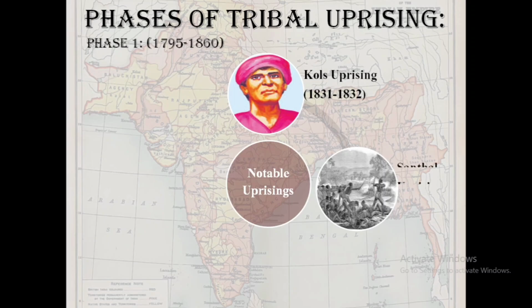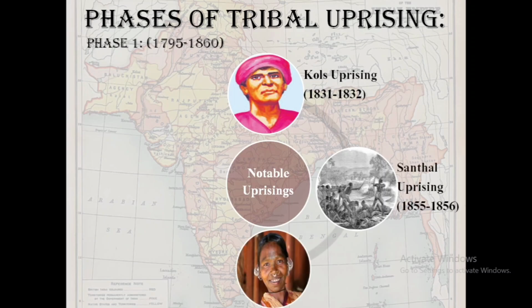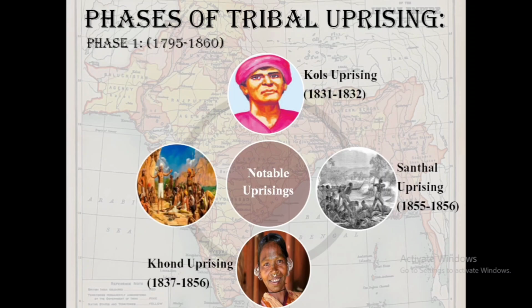Next is the Santhal Rebellion, commanded by Sidhu and Kanhu Murmu. Pond Uprising. It was a series of rebellions against British rule in India. Next is the Munda Uprising. It was a series of revolts against British rule and moneylenders that took place in the Chota Nagpur Plateau region of India.